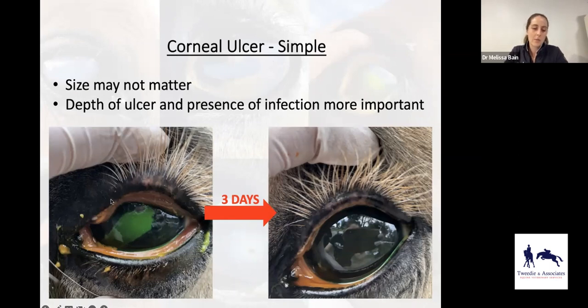Now, what I think may have happened is a bit of grass or hay has got caught in the eyelid and acted a bit like a windscreen wiper and just removed that top layer of epithelium. Now, this horse we did treat pretty aggressively with topical creams, and it responded really well because it was very superficial, didn't get the chance to be infected because we got onto it really quickly, and we had a great result.